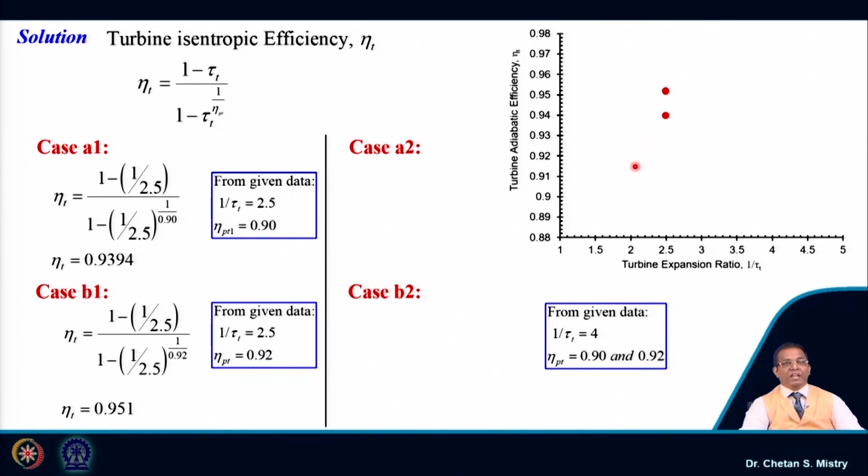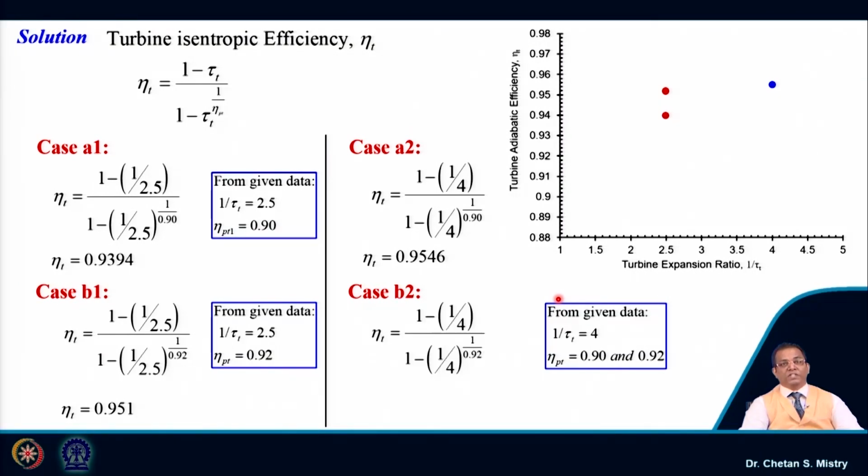If we take this expansion ratio to be the same and the polytropic efficiency to be higher, that gives me my adiabatic efficiency of 95%. So, here, this represents the higher value. Now, let us take the expansion ratio to be 4 and the same polytropic efficiency. If I put my expansion ratio as 4, it says my efficiency is 95.46%. Same way, if I take my polytropic efficiency to be 92%, it says my efficiency is 96.35%.